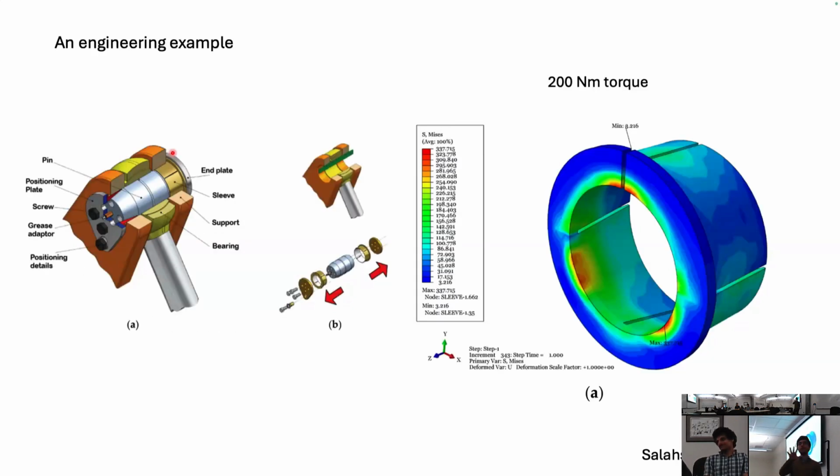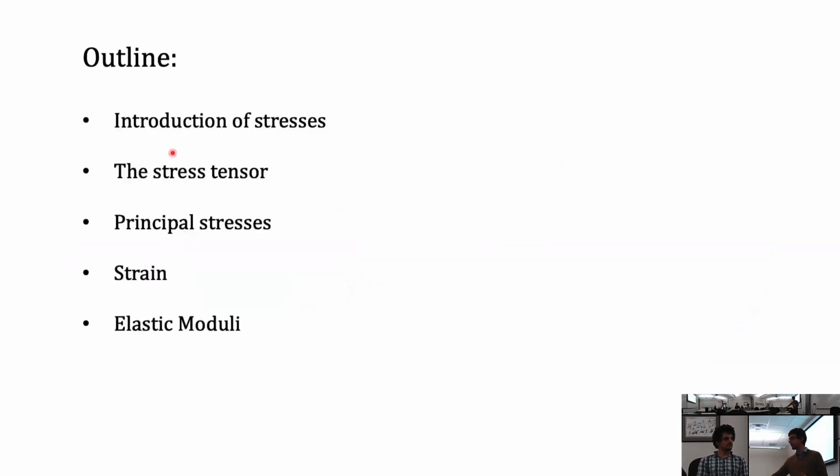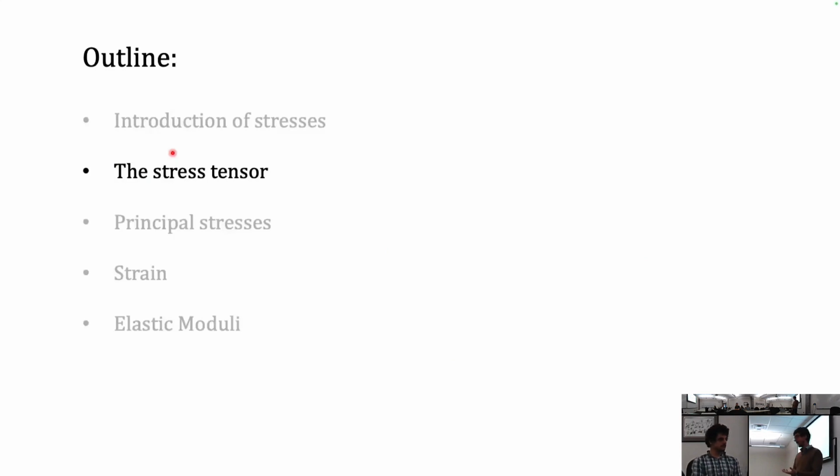Okay, so let me ask that question again. Does everyone feel okay with the concept of what a stress is? Does everyone feel like it makes a little bit of sense? Okay, so we're going to move on to the next part of this talk, which is the stress tensor. This is a mathematical way of understanding the stress state at that point, whatever that point is.